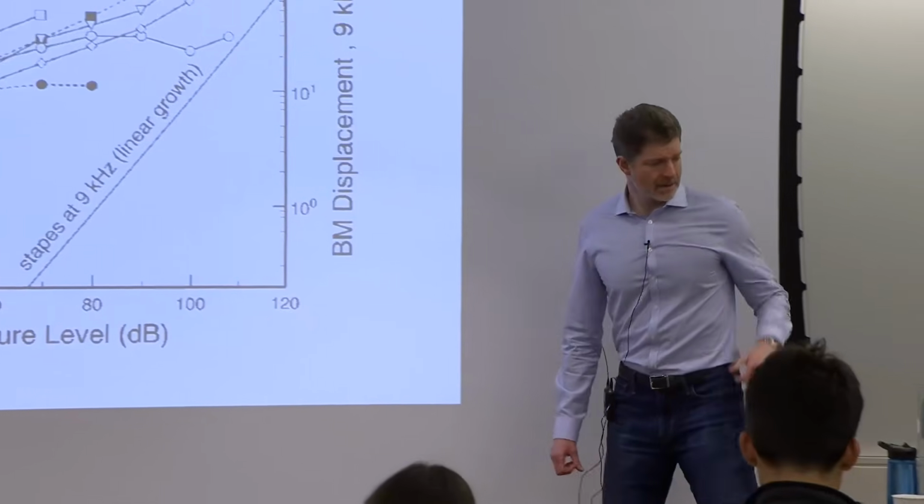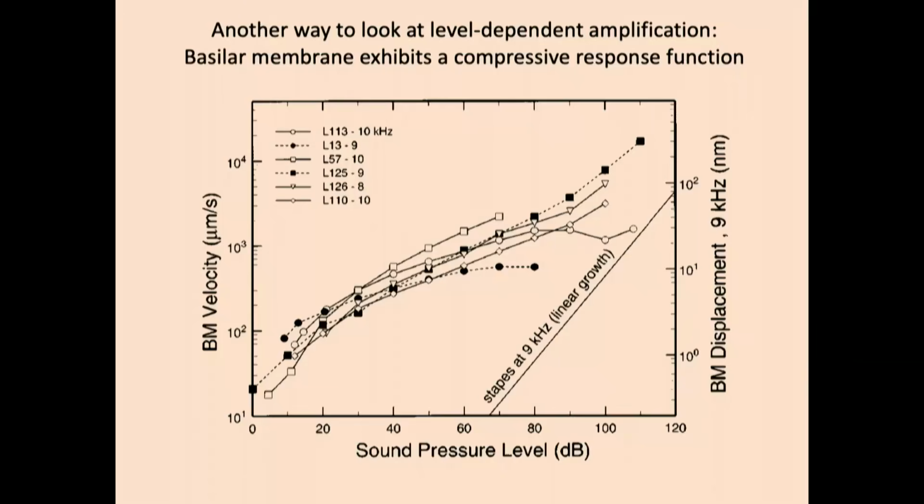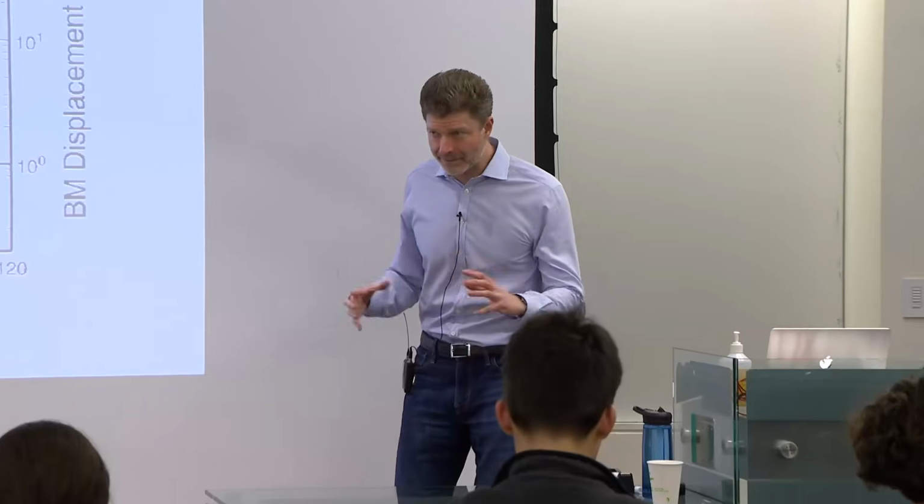So this is called compression, but really it's level-dependent amplification. There's an amplifier in your ear, and it acts specifically when the sounds are low in intensity. And again, we believe this is the outer hair cells, which provide this kind of feedback system whereby they get a little bit of input and then they move, which in turn increases the motion of the basilar membrane. It's a little amplifier in your ear.